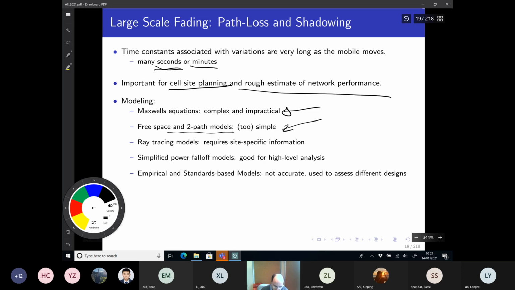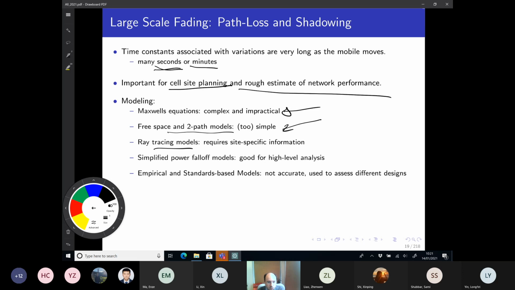A very simple one is the free space path loss, two-path model. I will look into this. This is really what happens if you assume that you don't have any buildings. I just have a line of sight between the transmitter and the receiver. I have free space, and so the decay of the received power will be primarily a function of the distance between the transmitter and the receiver. I can also have a ray tracing model.